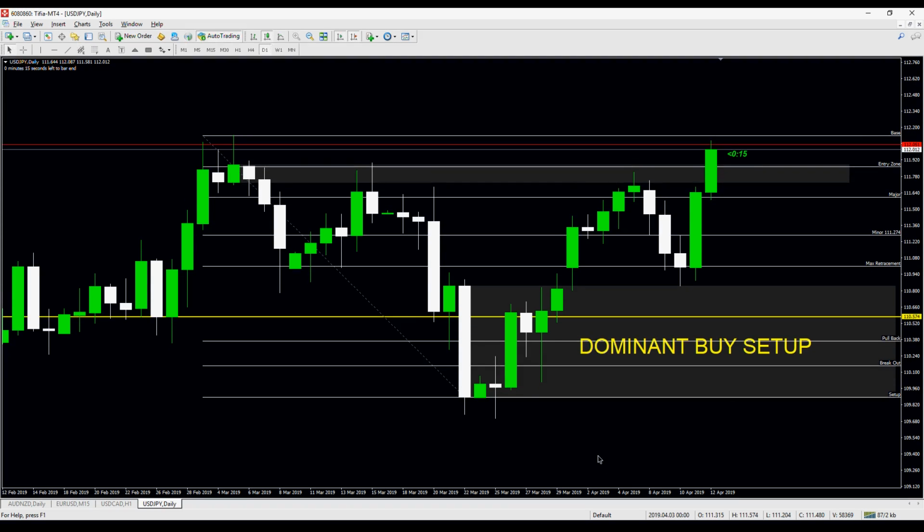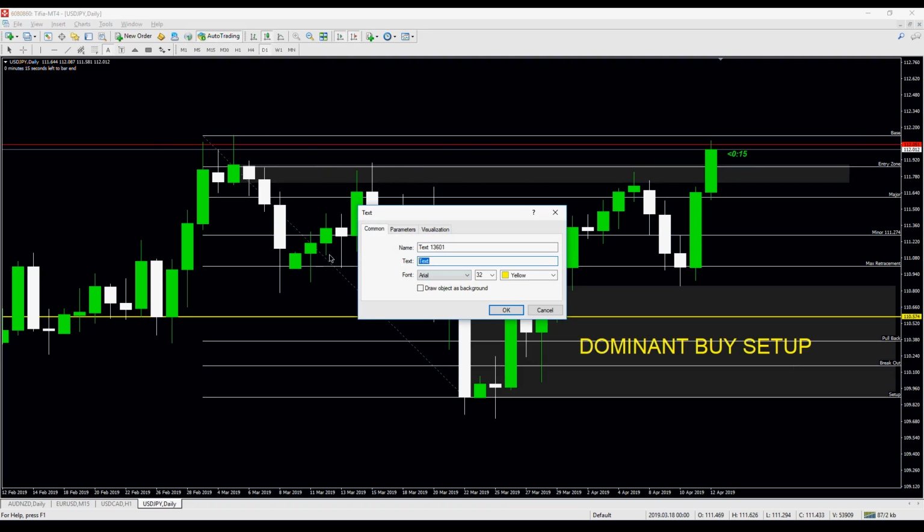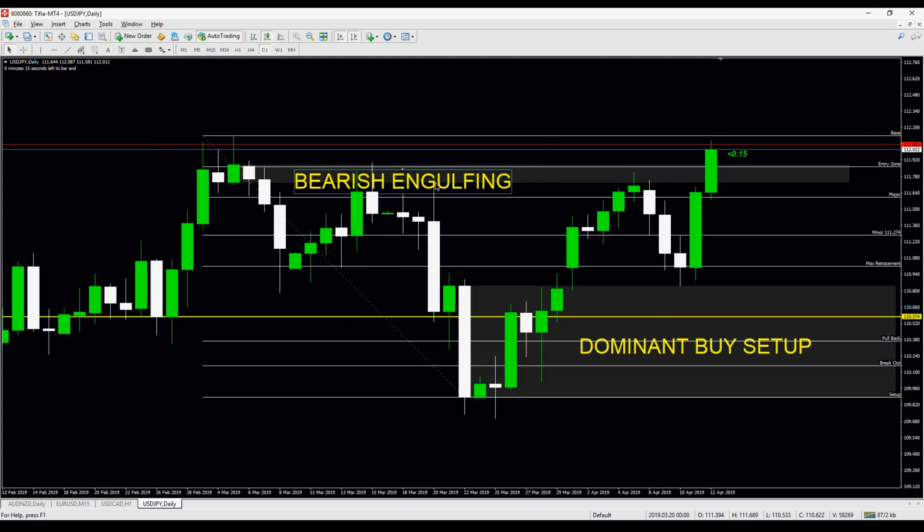Alright, so there are two particular setups over here. We have a bearish engulfing over here, and we have a dominant buy setup over here. Alright, so there are two particular setups that we are looking at. At the moment, this is the zone for sell for this bearish engulfing, and this is the point at which we need to decide whether it's going to break this base or is going to return back. So this is your cut loss decision point.